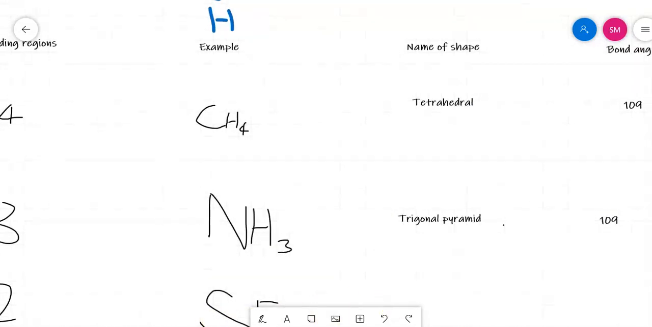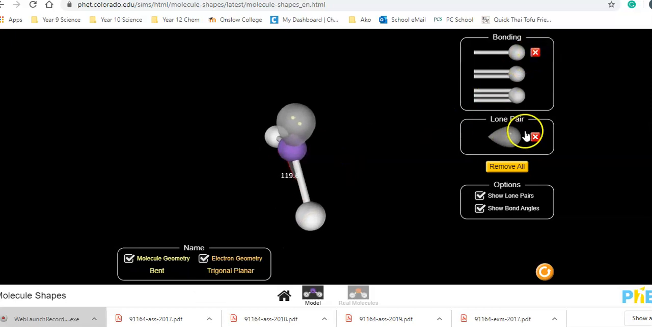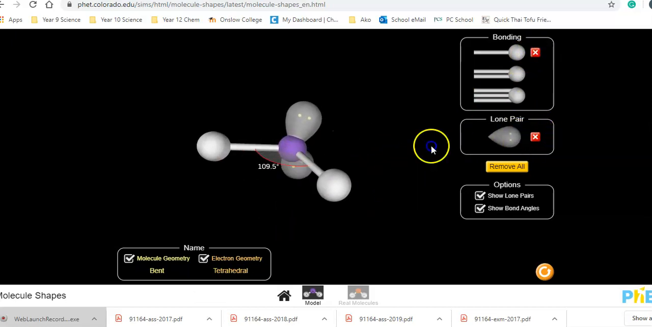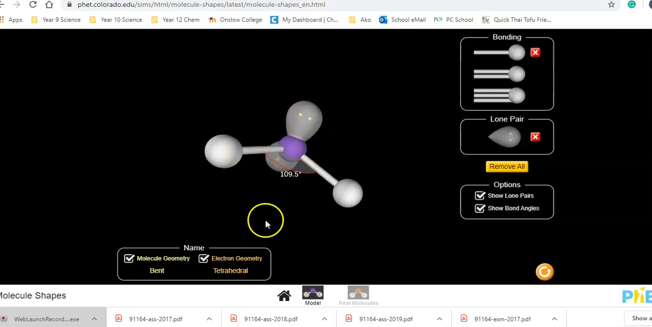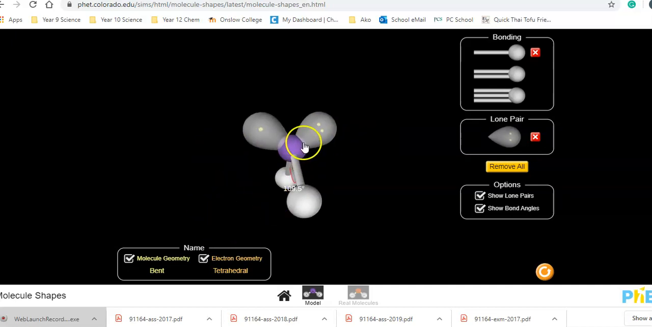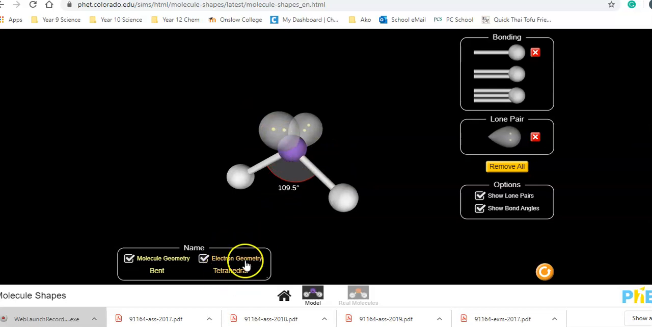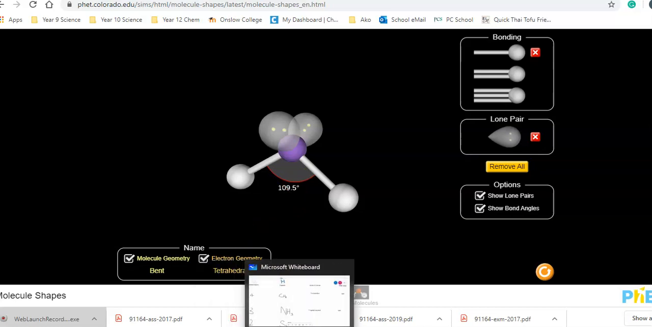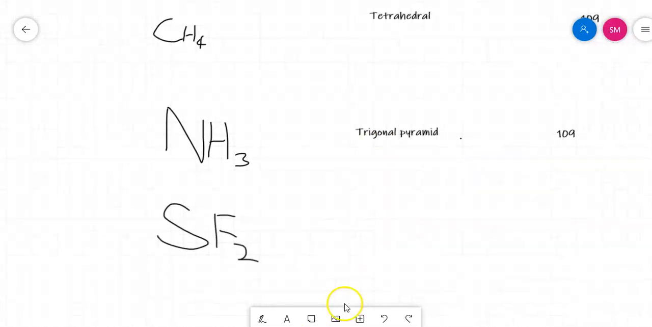What is the shape of this going to be? So we'll look back at our simulation, take away one of those and one of those. 4 regions of negative charge, 2 bonding regions. We can see that the molecule geometry, so this one is what we call a bent shape. So if we look at it on the page like that, you can just see that it's not completely linear. This is a bent shape, and the regions of negative charge still hold that tetrahedral geometry. So the regions of negative charge are still 109 degrees, the bond angle is still 109 degrees, but the actual shape of this molecule is a bent shape. So the name of the shape is bent.